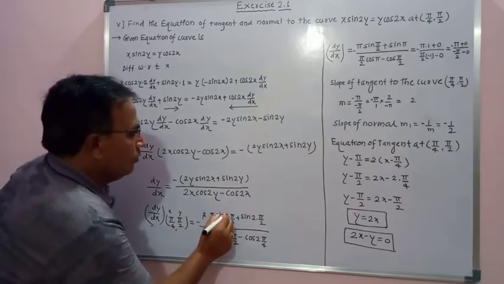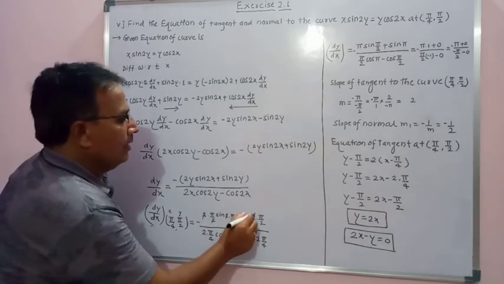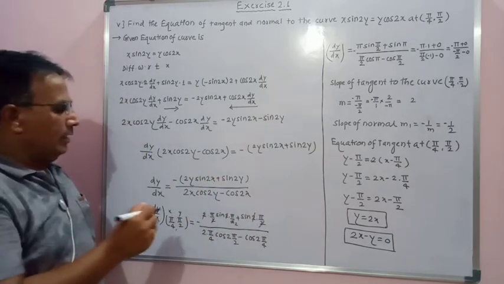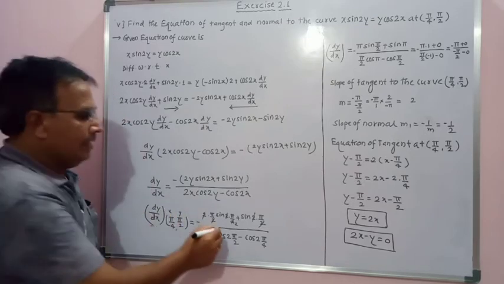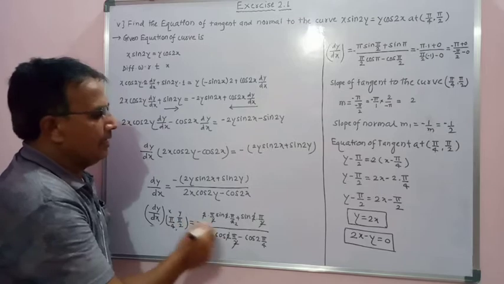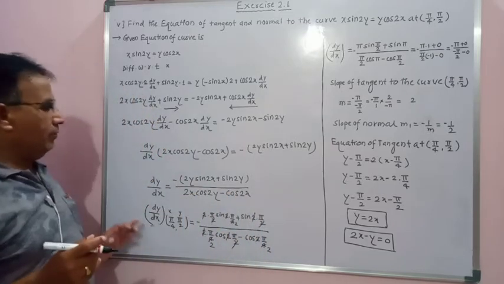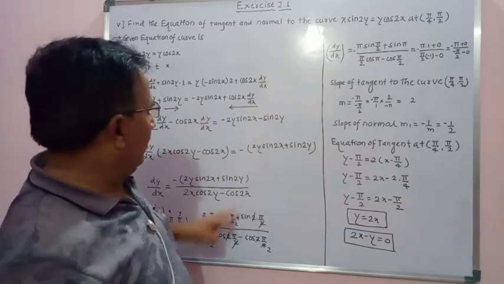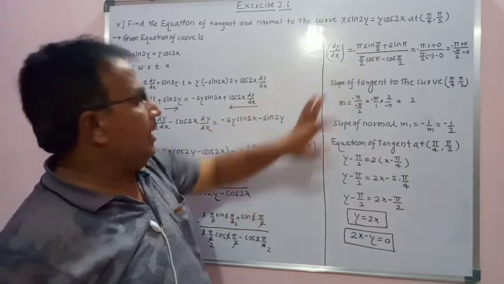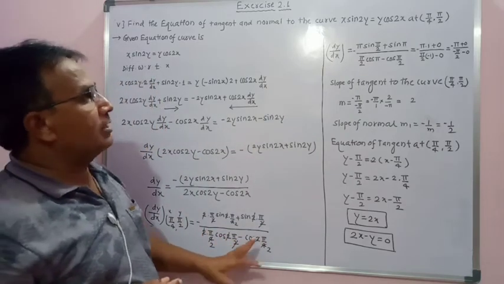2 ones are 2, 2 twos are 4, and these 2 and these 2 are cancelled. Therefore, dy by dx equals pi into sin pi by 2 plus sin pi, divided by pi by 2 into cos pi minus cos pi by 2.